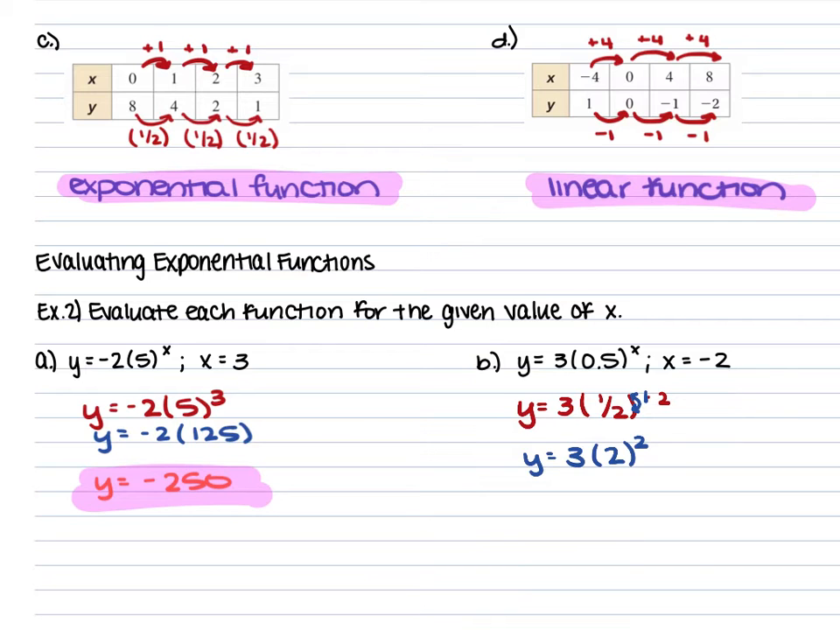Think order of operations when you're simplifying these. You do the 2 to the second power first, so that's y is equal to 3 times 4, which gives you y is equal to 12.